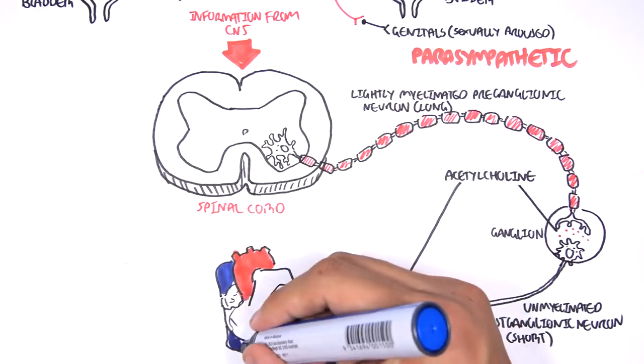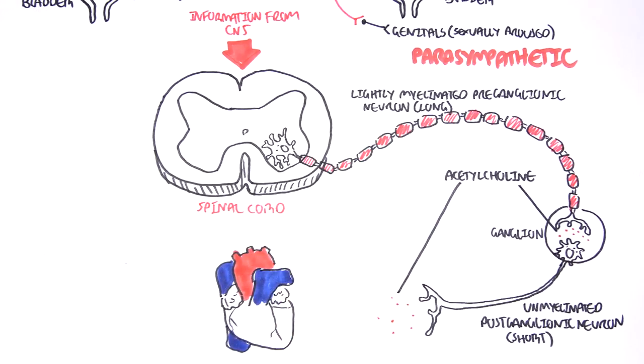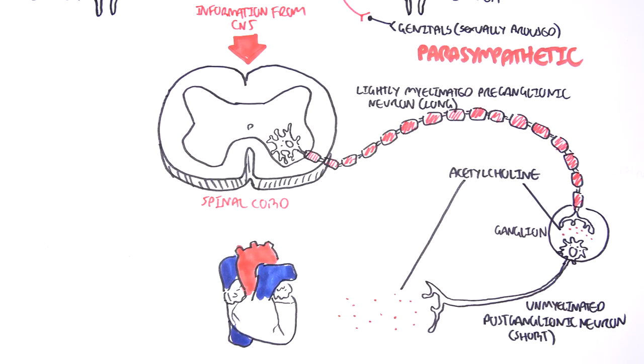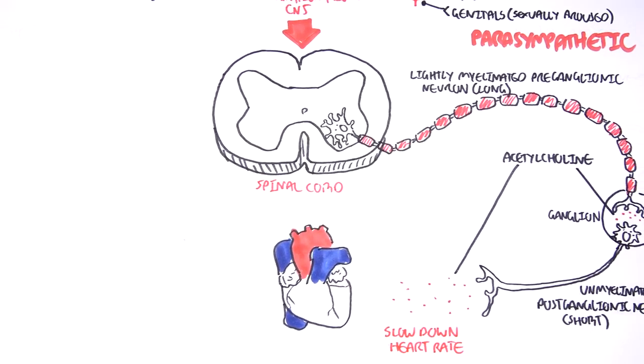Now, in this case, it's targeting the heart. So it will release acetylcholine to slow down the heart rate. But this image is not quite correct, because there is no ganglion when the parasympathetic nervous system targets the heart. But I hope you understand the concept and the difference between the parasympathetic and sympathetic. Anyway, now let's look at the sympathetic.